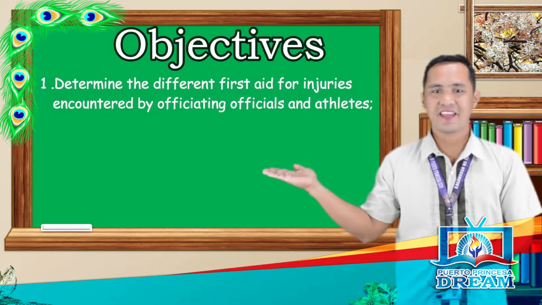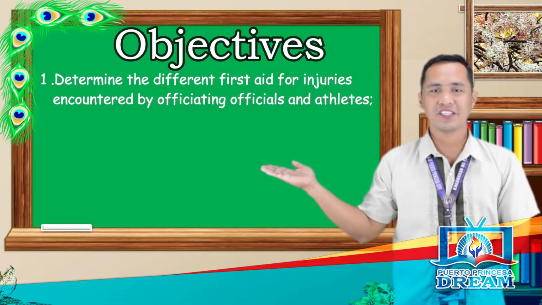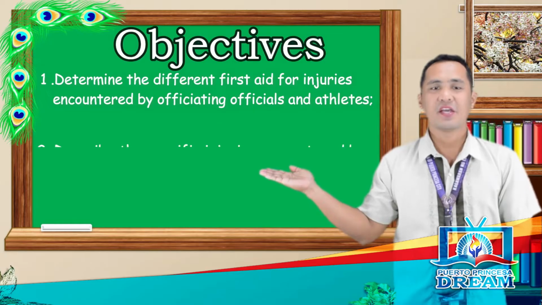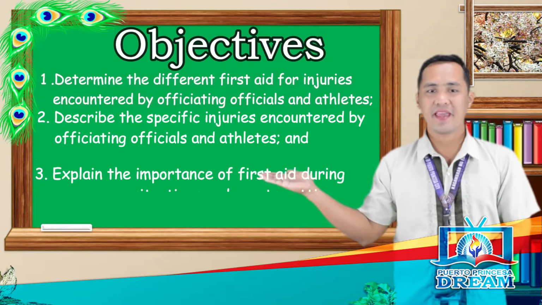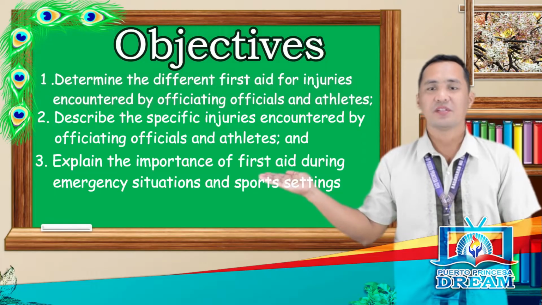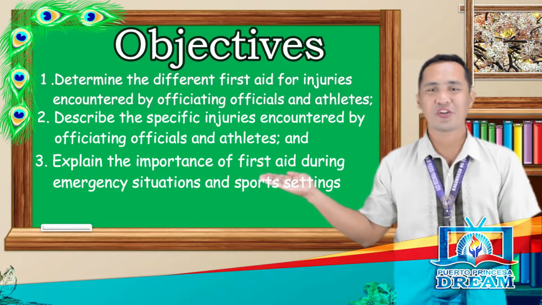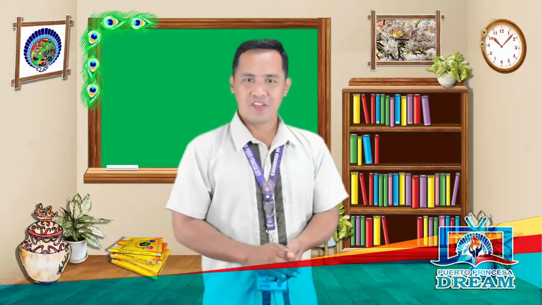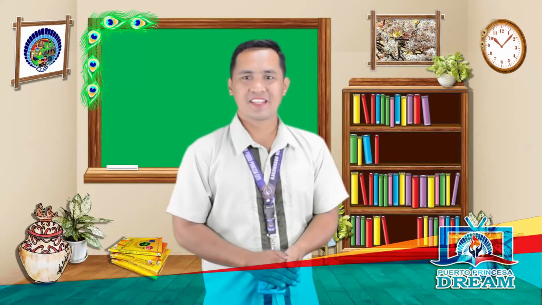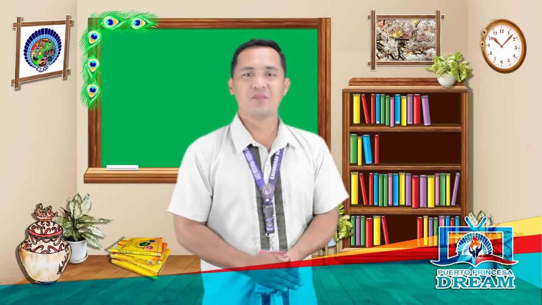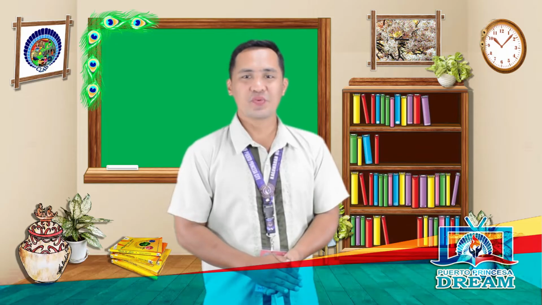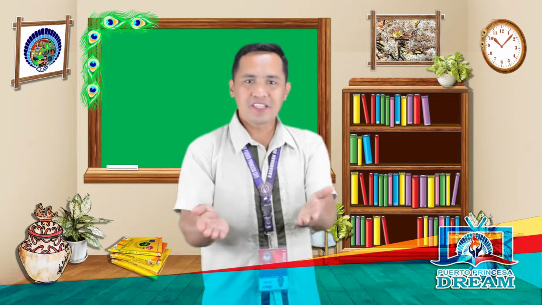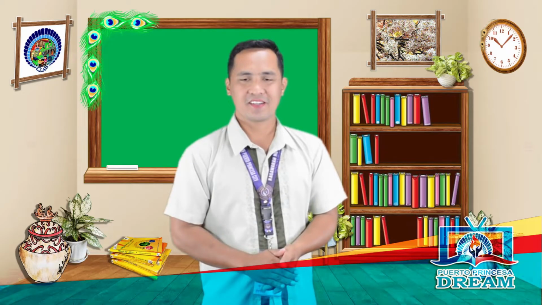Determine the different first aid for injuries encountered by commissioning officials and athletes. Describe the specific injuries encountered by commissioning officials and athletes. And explain the importance of first aid during emergency situations in sports settings. Having knowledge of these learning competencies, I believe we'll be able to achieve our goal, that is to perform appropriate first aid for injuries and emergency situations in physical activity in sports settings.